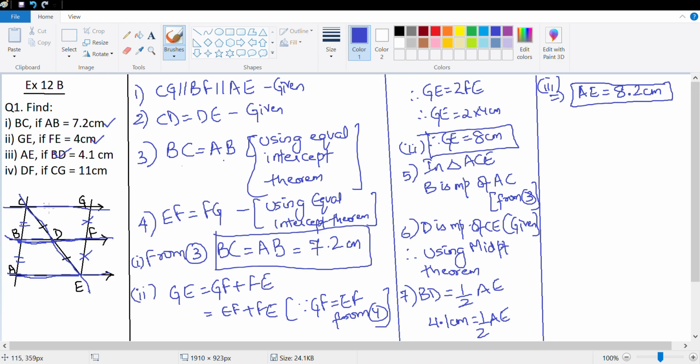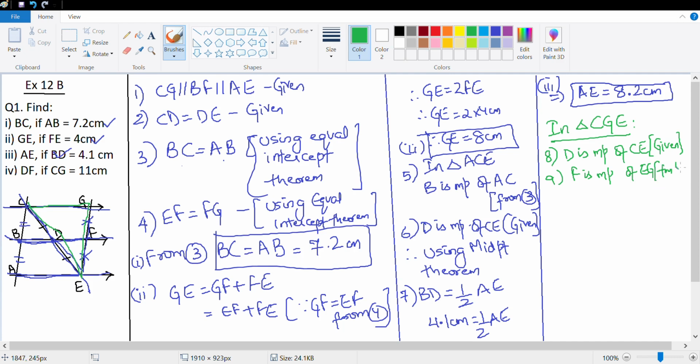DF if CG. Now let's look at this triangle, the inverted triangle CGE. Let's look at this triangle now. So in triangle CGE, I've already done till 7, so let's look at number 8. D is midpoint of CE, and number 9 is F is midpoint of EG. Why is D? This is given. And where did we get F is midpoint? We got F is midpoint from 4.